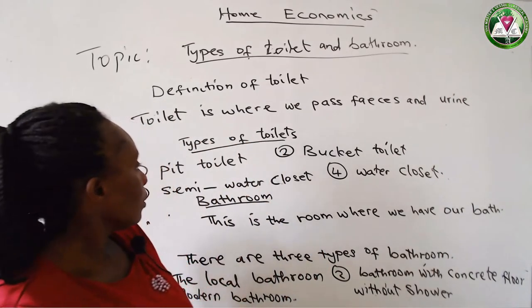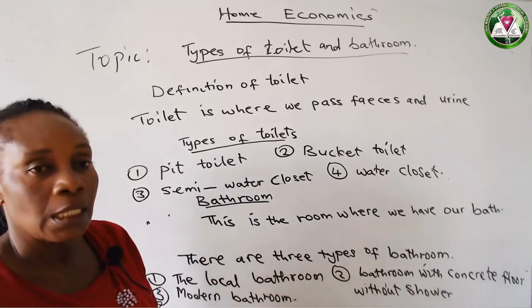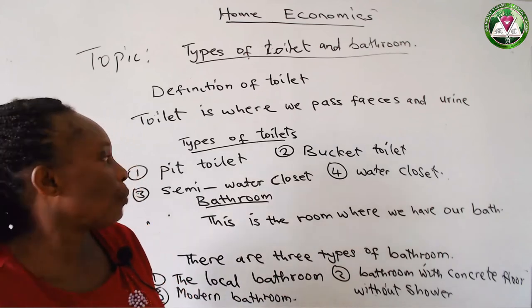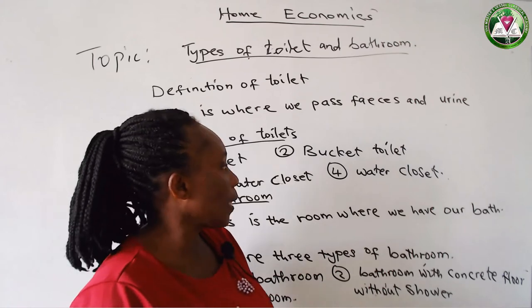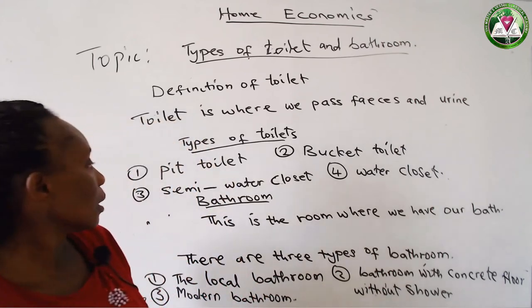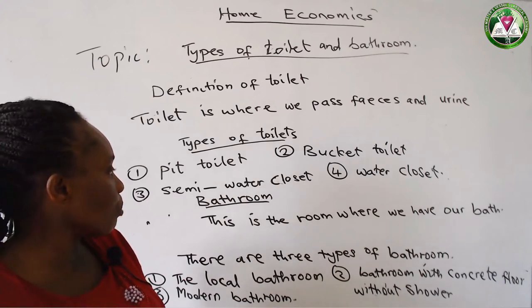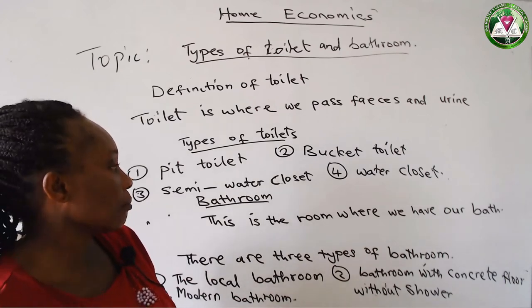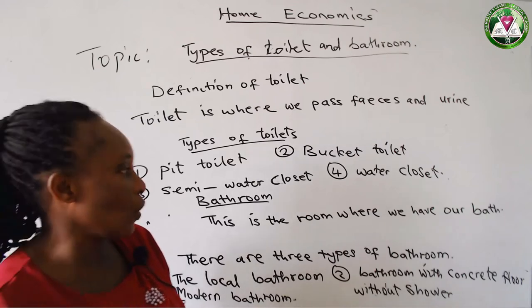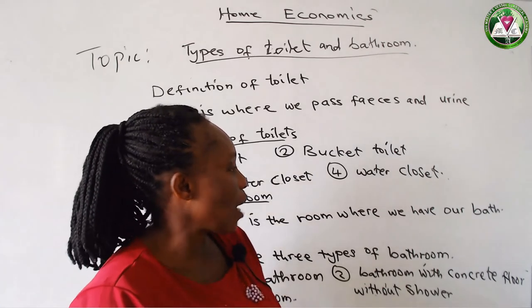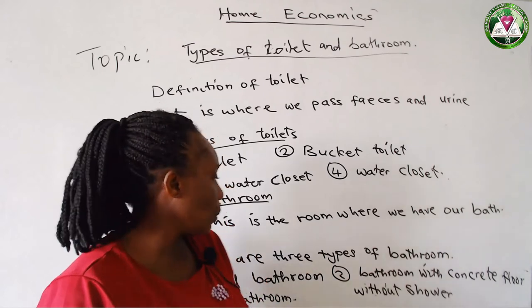Now, children, I say we have four types of toilet. Yes, Emeka, mention one. Pit toilet, good. Uche, mention one. Bucket toilet, good. Yes, Esther. Semi-water closet, good. Now, if I mention one, water closet, very good.